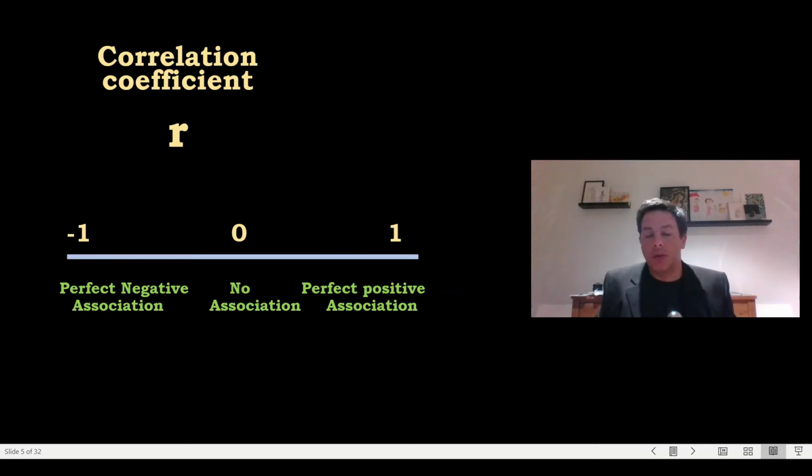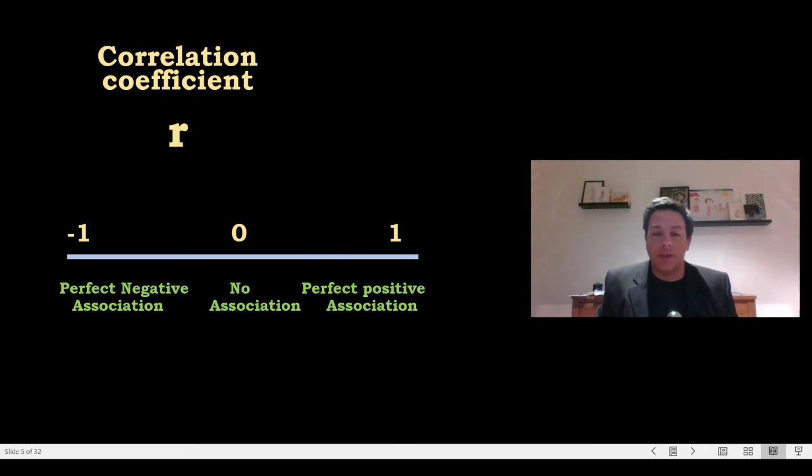The correlation coefficient goes from -1 to 1, and 0 means that the two variables are not associated at all. 1 means that there is a perfect positive association, and -1 is that there is a perfect negative association. Values in between 0 and 1 or 0 and -1 determine the strength of the association. Values close to 0 mean that there is a weak association, and if the R-score is close to 1 or -1 it means that there is a strong association.